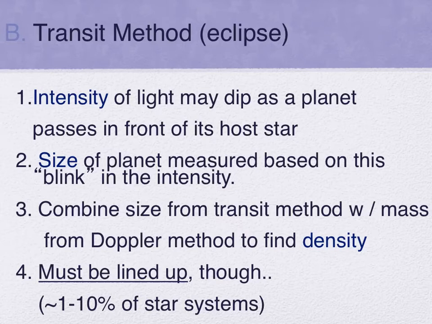Astronomers think that only about 1 to 10% of star systems would be lined up just right with us for this to work. And, of course, we can still do a big survey and extrapolate the data and still get a good estimate for how many planets are out there with this. But it sure would be nice if we could use this for every star system, but we can't. Only 1 to 10%. That's a shame.